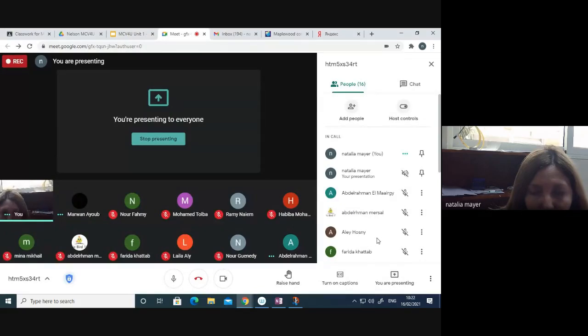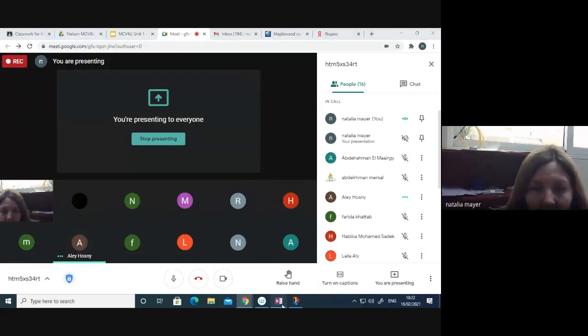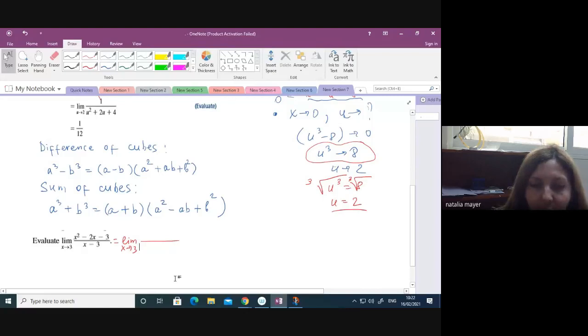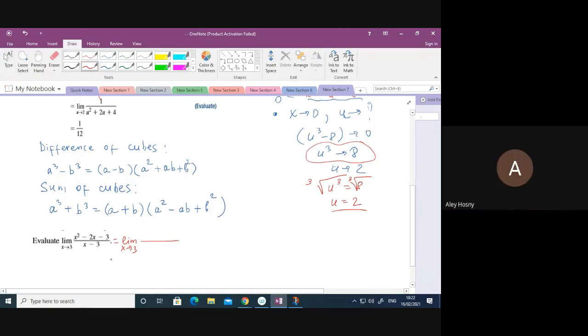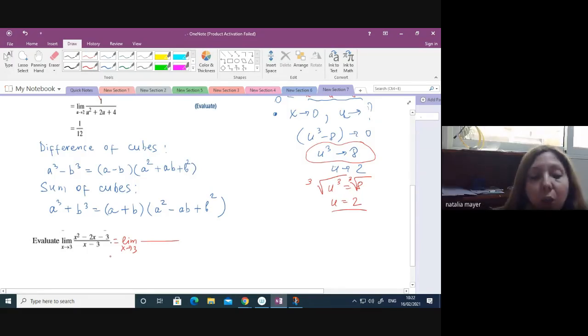So why can't I use the direct substitution in this case? Why can't I use the direct substitution in this limit? If you substitute 3, 3 minus 3 will be 0. Exactly. Good. Very good. So we can't do that.